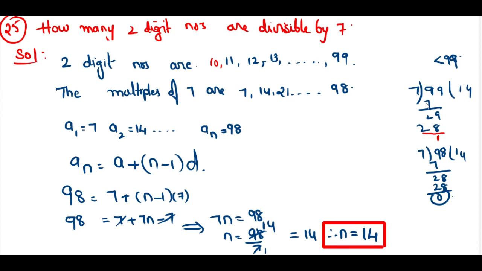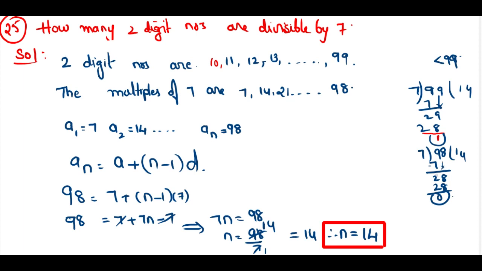So 7 ones are 7, and the remainder is 2, and then this 2 is brought down, so it will become 29. 7 fours are 28. Upon subtracting we will get 1. Whatever the remainder is, that value we have to subtract from the dividend. What is the dividend we have here? 99. 99 minus 1 will give us a perfect multiple of 7. So let us check. 7 ones are 7. Upon subtracting we will get 2.